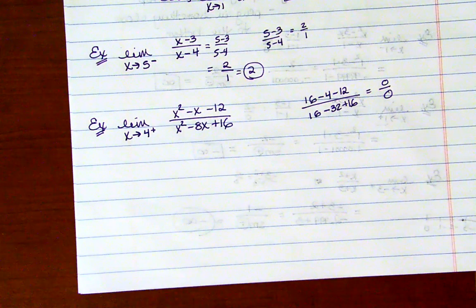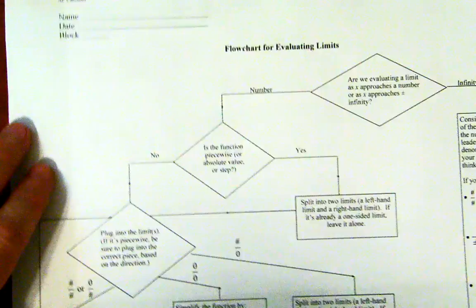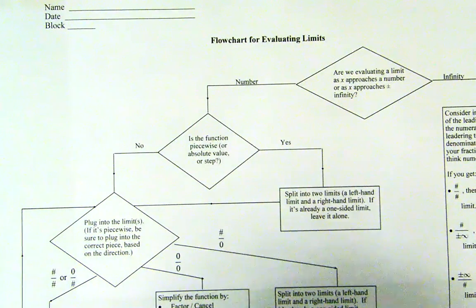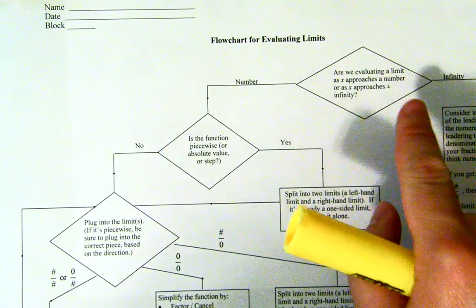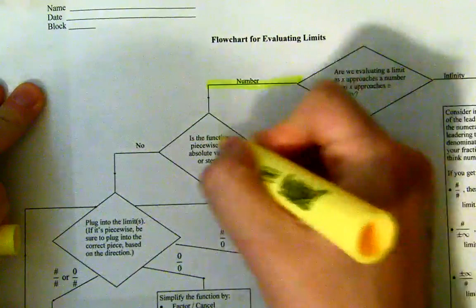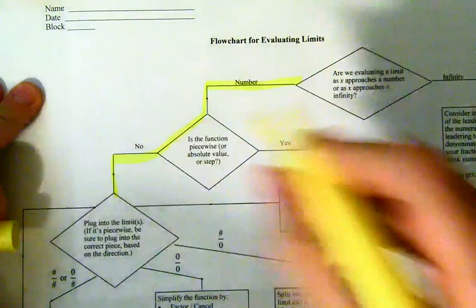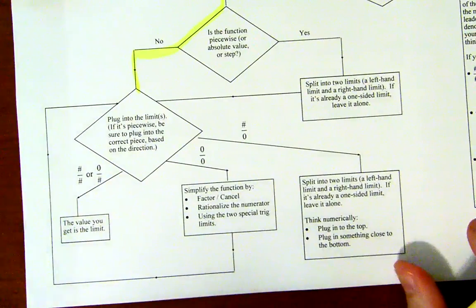You know what? Now would be a good time to take a little break and take a look at our flowchart for limits. Are we evaluating a limit as x approaches a number? We're still just approaching a number, so I'm going to follow that path. Is the function piecewise or absolute value or step? No, I'm going to follow that no path, which then says I plug in.